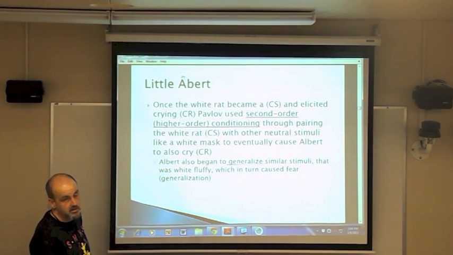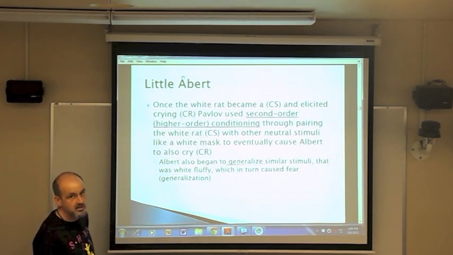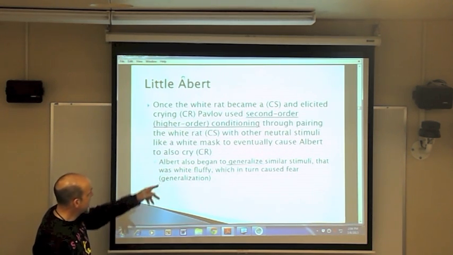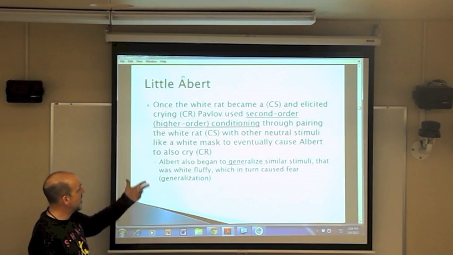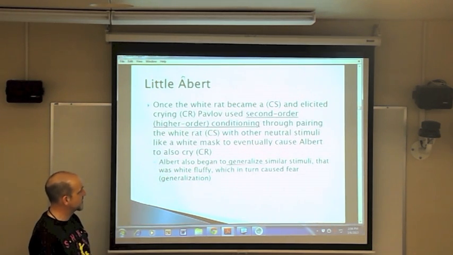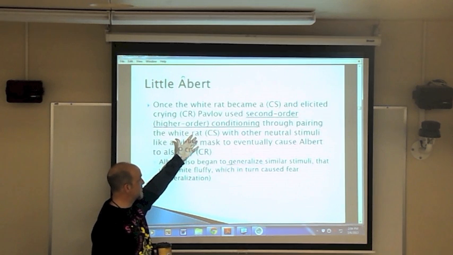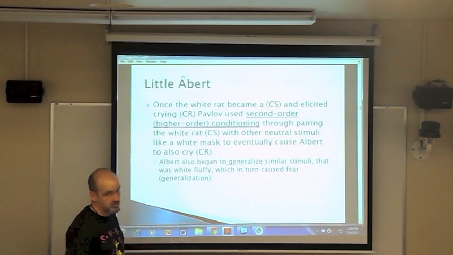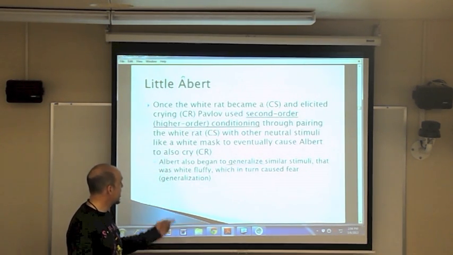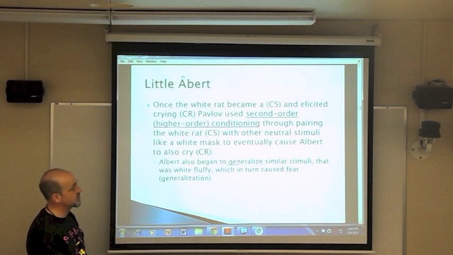Again, what does that mean? He took the white rat that was neutral, and now because it became a learned stimulus, he tried to associate something with simply the white rat. In this case, through pairing the white rat with another neutral stimulus, like a white mask, the white mask, because eventually it was a predictor that the white rat was going to come, caused little Albert to also cry.